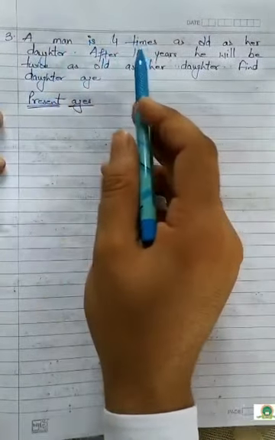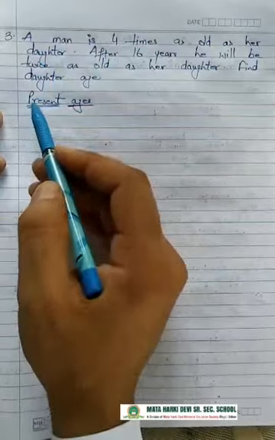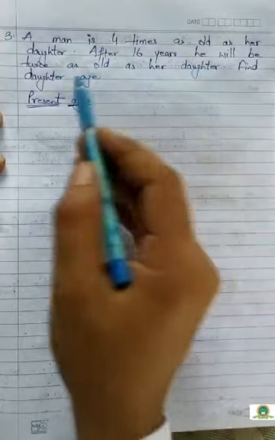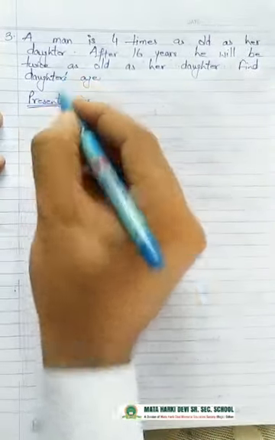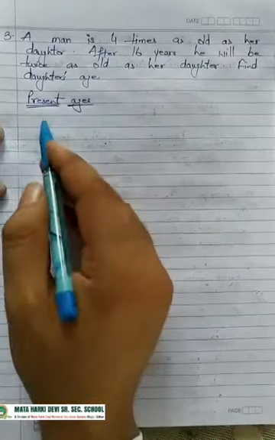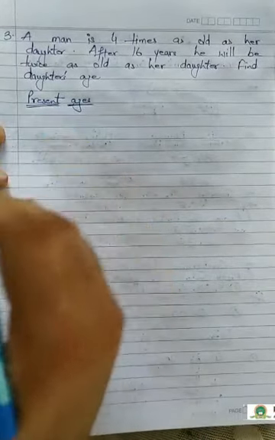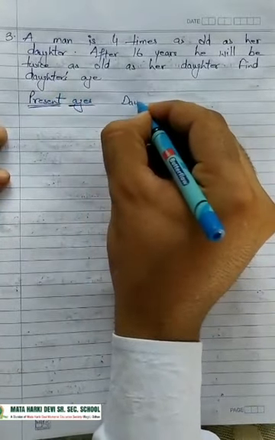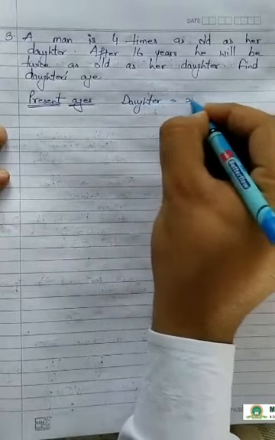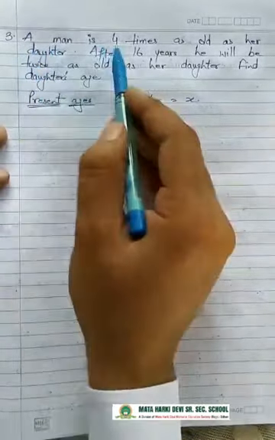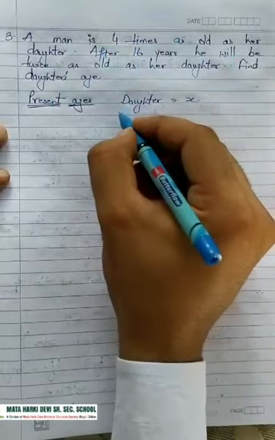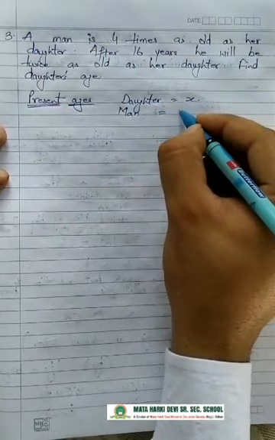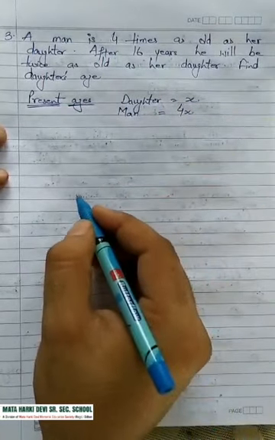The example is: a man is 4 times as old as his daughter. After 16 years, he will be twice as old as his daughter. Find the daughter's age. We don't know the present age. Let us suppose the present age of the daughter is x. Presently this man is 4 times as old as his daughter, so the age of this man is 4 multiplied by x.